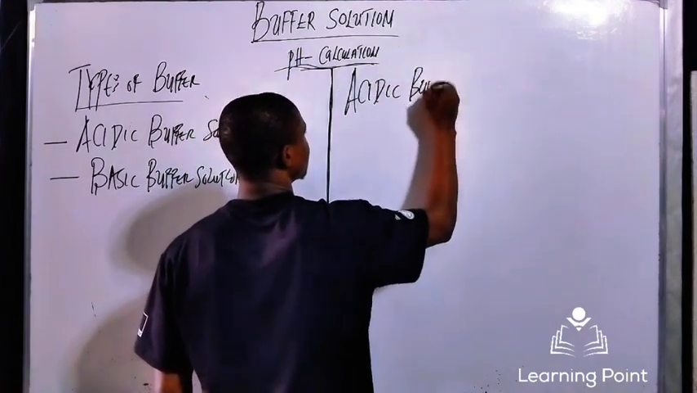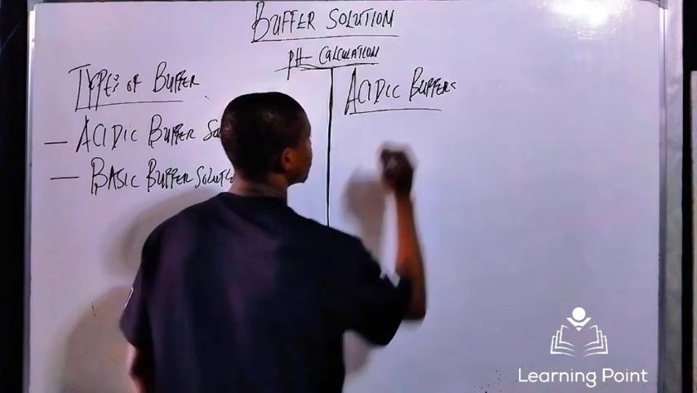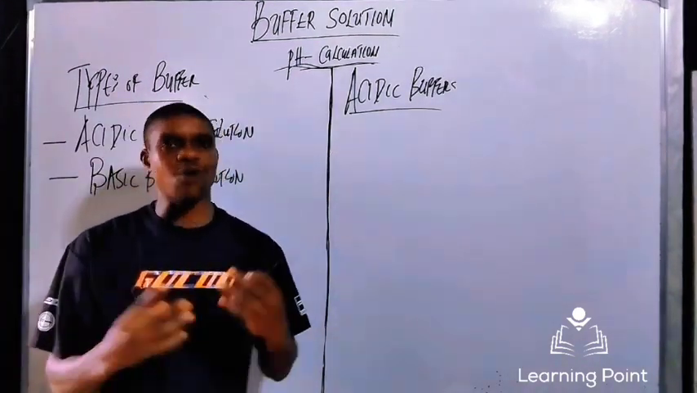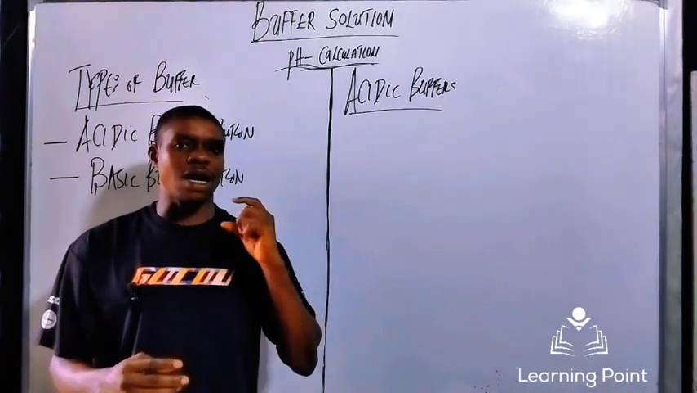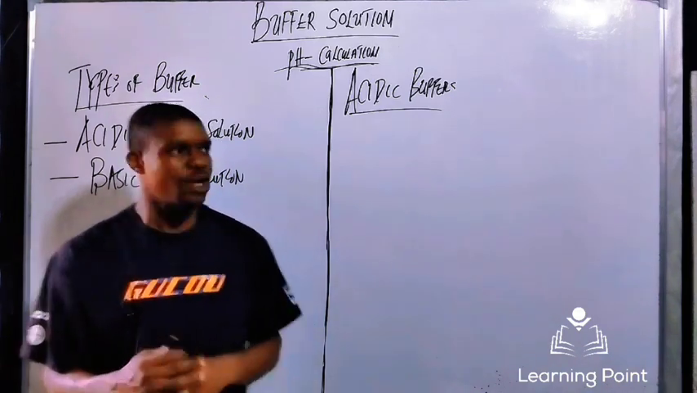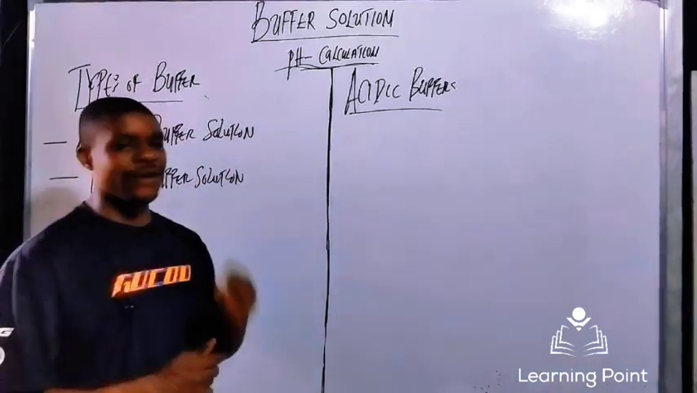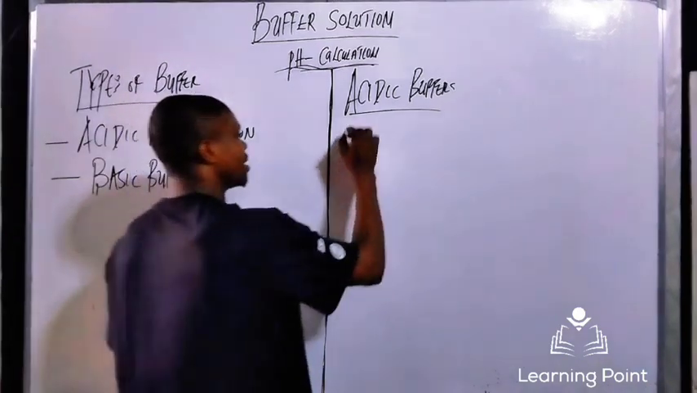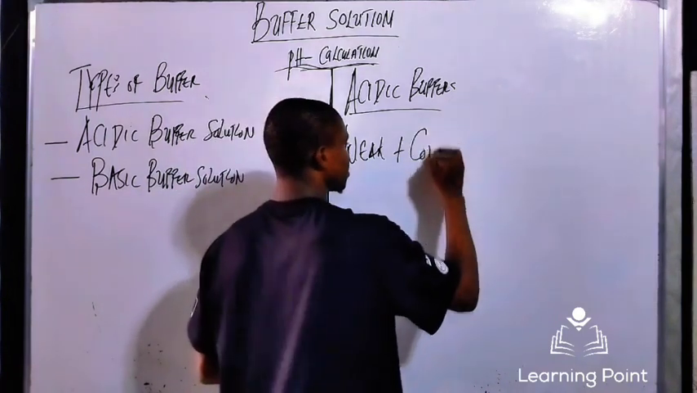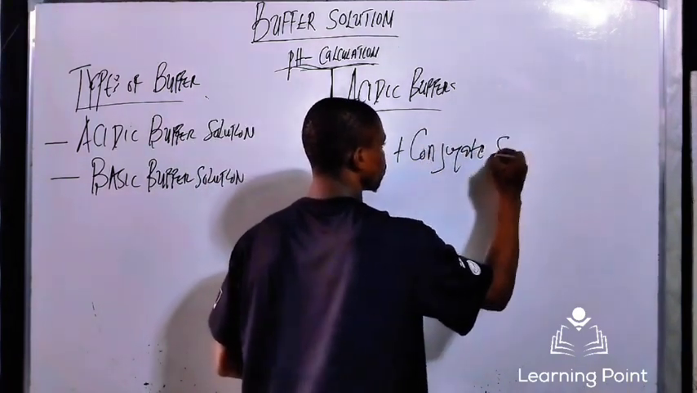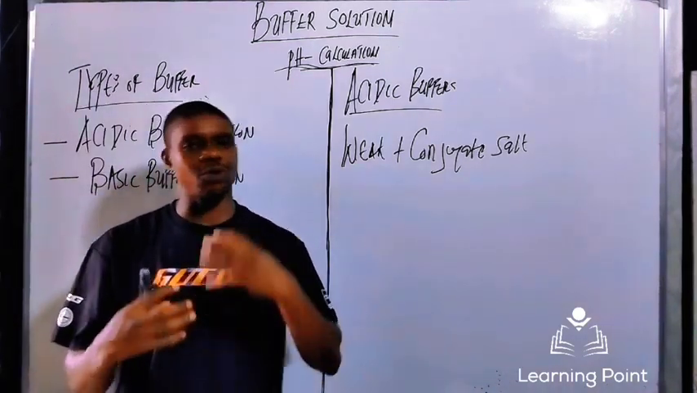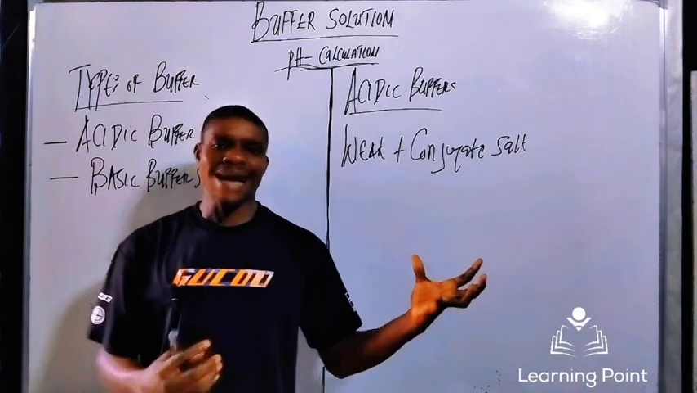Acidic buffers. When we talk about an acidic buffer, these are buffer solutions that combine a weak acid and its conjugate base. A weak acid and its conjugate base. So an acidic buffer solution is made when you combine a weak acid plus its conjugate salt or conjugate base. So for you to create a buffer called the acidic buffer, you need a weak acid and its conjugate salt.